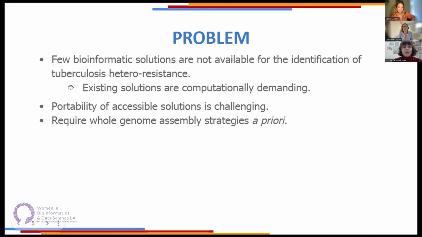However, despite its advantages, we're still facing some problems with those tools. Just a few bioinformatics solutions are available for the identification of tuberculosis resistance, and the existing ones are really computationally demanding. Also, the portability of accessible solutions is a challenge, and those solutions require the whole genome assembled a priori before starting their work, which creates an extra step in the analysis process, consequently increasing the computational and time costs for the whole analysis.